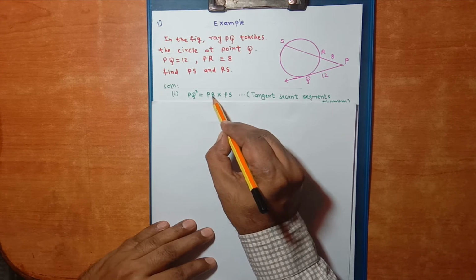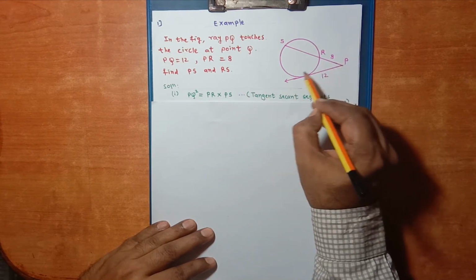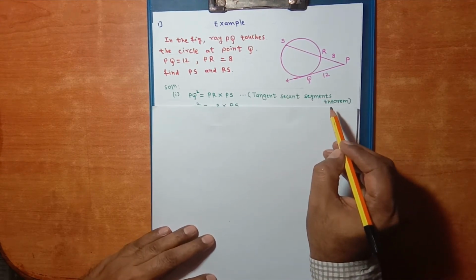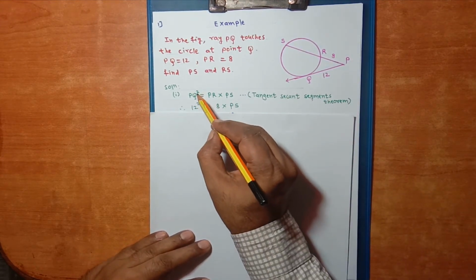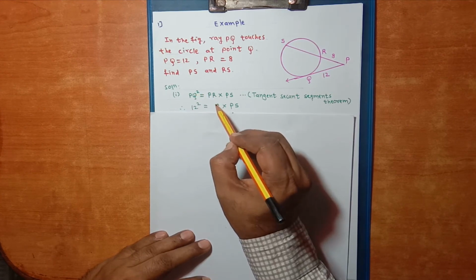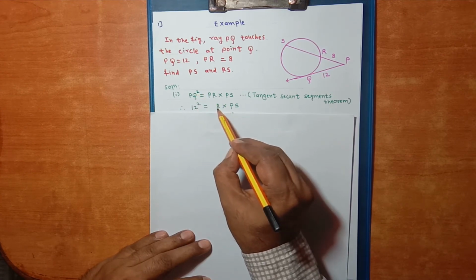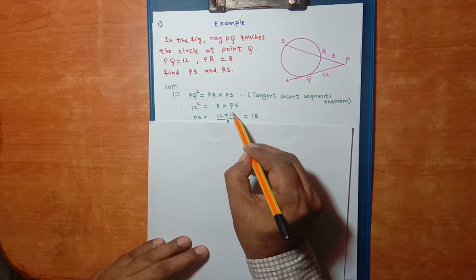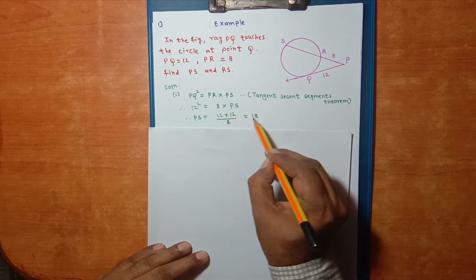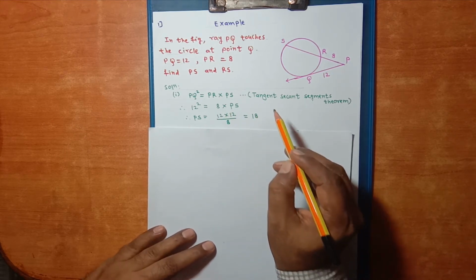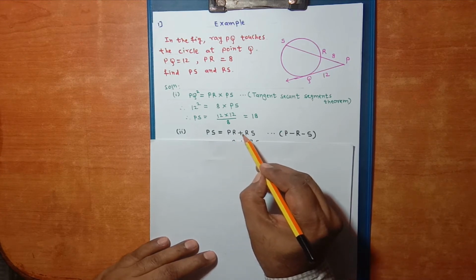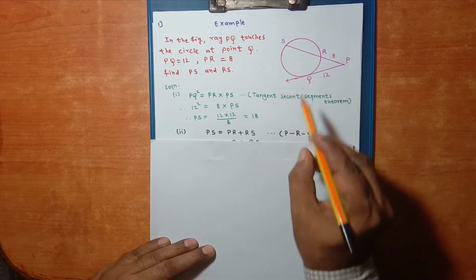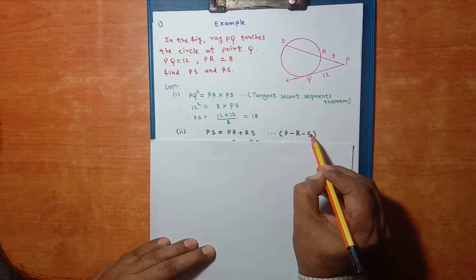PQ square is equal to PR into PS. Reason is tangent secant segment theorem. Substituting the values, value of PQ is 12, value of PR is 8. So we get 12 square is equal to 8 into PS. So PS is equal to 12 into 12 upon 8. After simplifying this, we get PS is equal to 18. Now PS is equal to PR plus RS because points P, R and S are collinear.